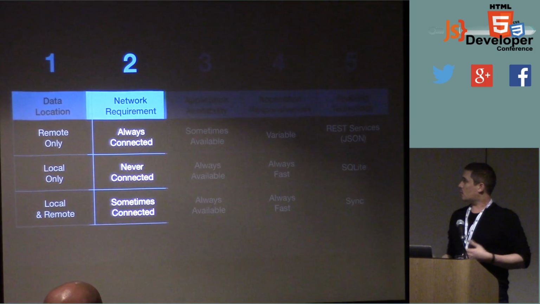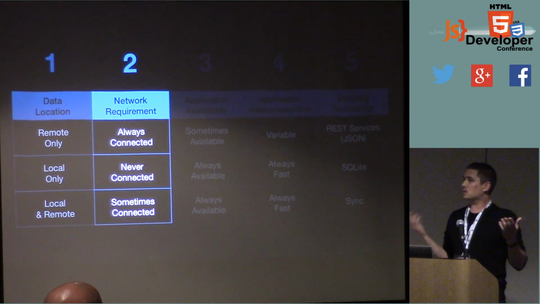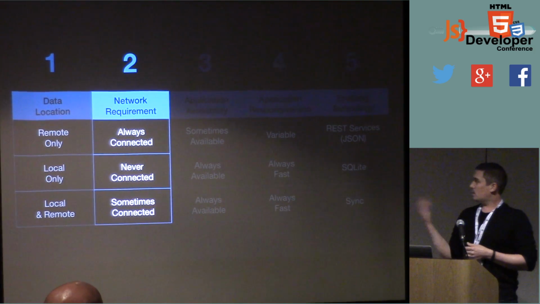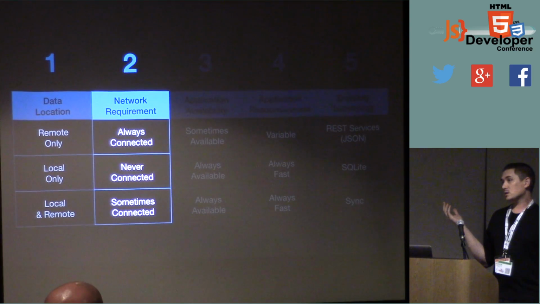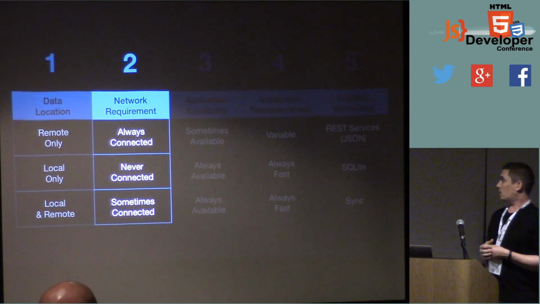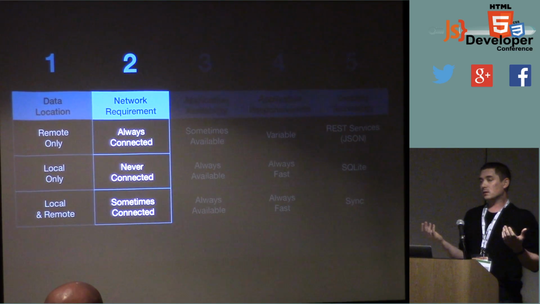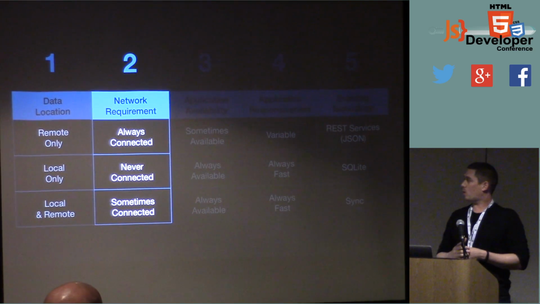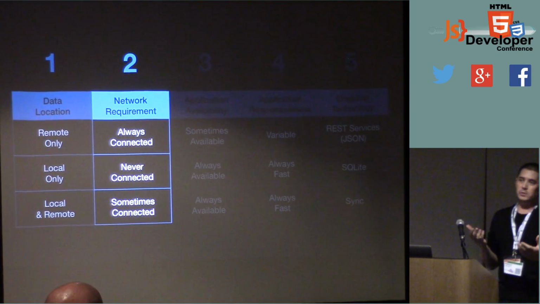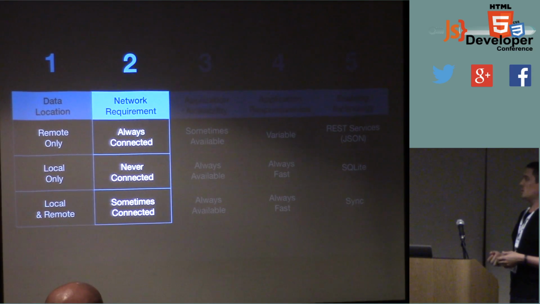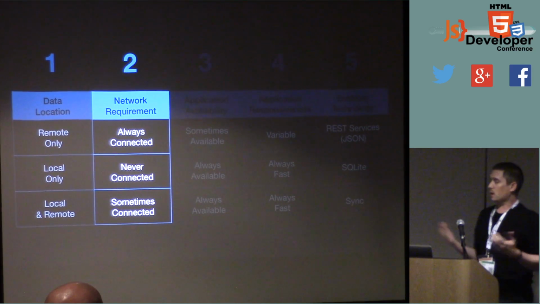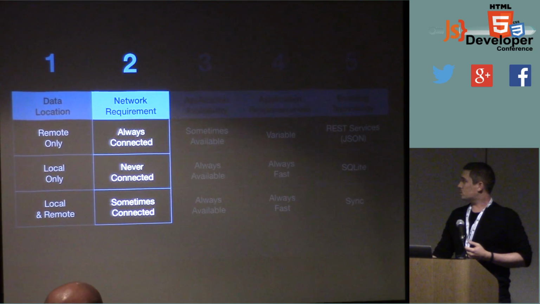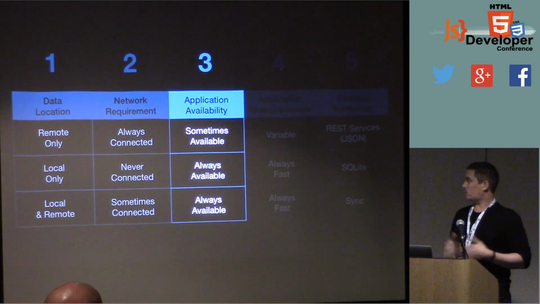And those come with network requirements, which I touched on earlier, which is that the remote-only strategy always requires a network connection. The local-only location never uses a connection, so it has no network requirement. And then the local and remote hybrid strategy only opportunistically uses the network to reconcile the differences between the stores. So we call that a sometimes connected requirement.